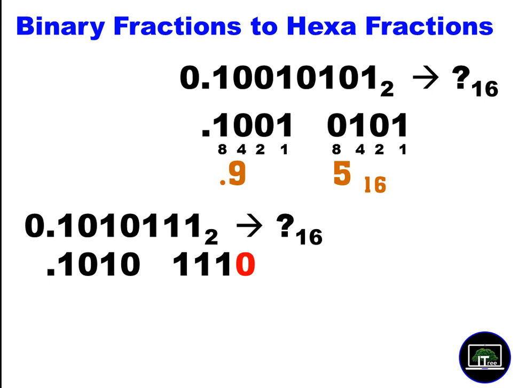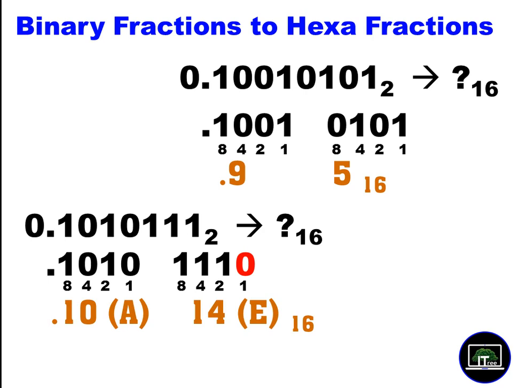Okay, now 1010 is 10. You know that you can't write 10 in hexadecimal. You write it as A. 1110 is 14. You can't write 14. You should write it as E. So the answer will be A E.